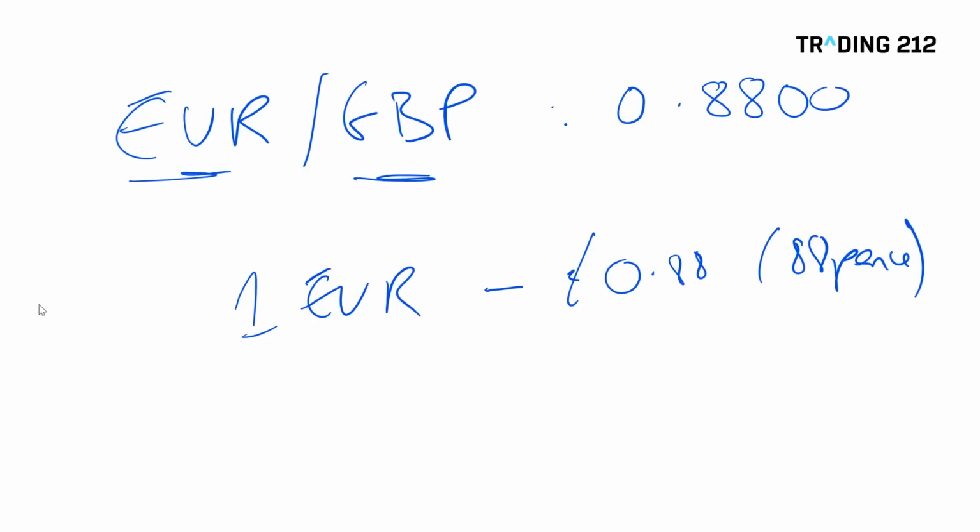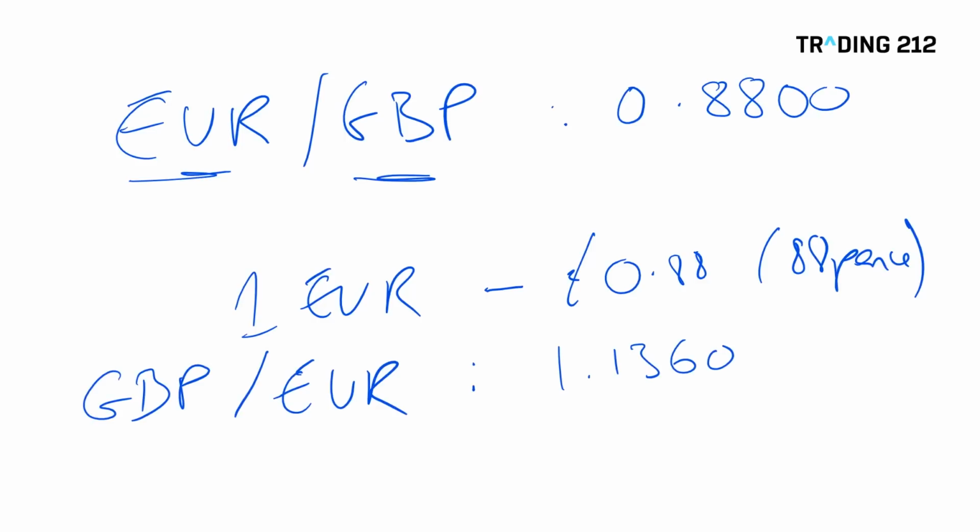You could quote it the other way. We could have a look at sterling euro. Let's bring up the exchange rate for that. So it's simply that exchange rate turned on its head. So it's 1 over that exchange rate. So sterling euro, £1 will buy you just over €1.13 and a half.